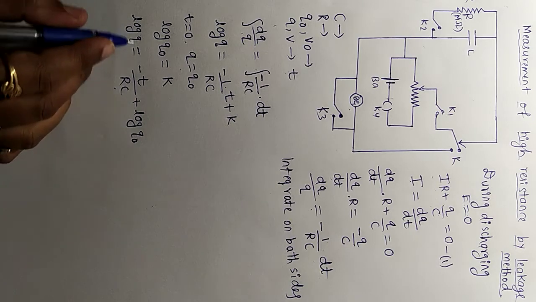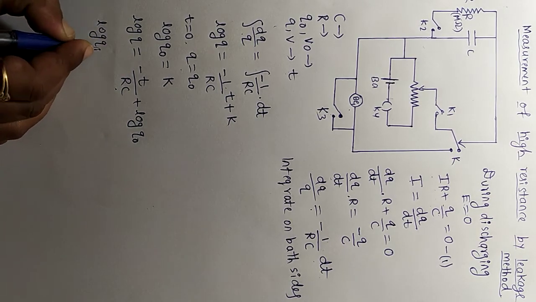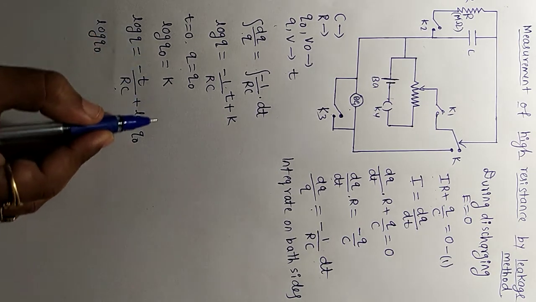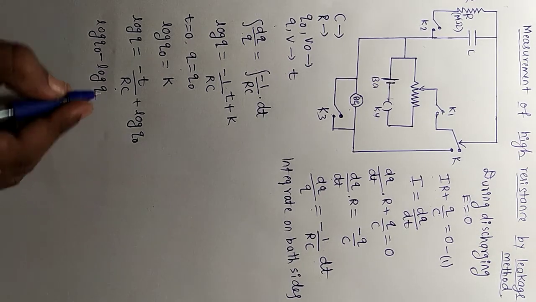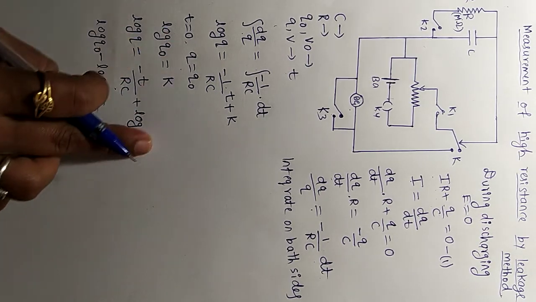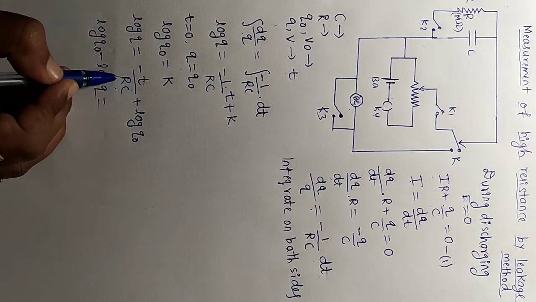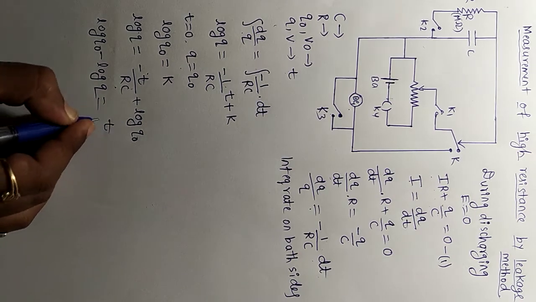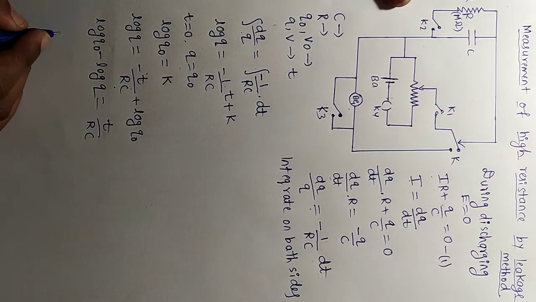So what will you get? Log q naught will be positive here, and log q is going to this side, so it becomes minus log q, which is equal to, now this went this side, so what is remaining is minus t by RC. Transferring this side, it becomes plus t by RC. So we got plus t by RC.